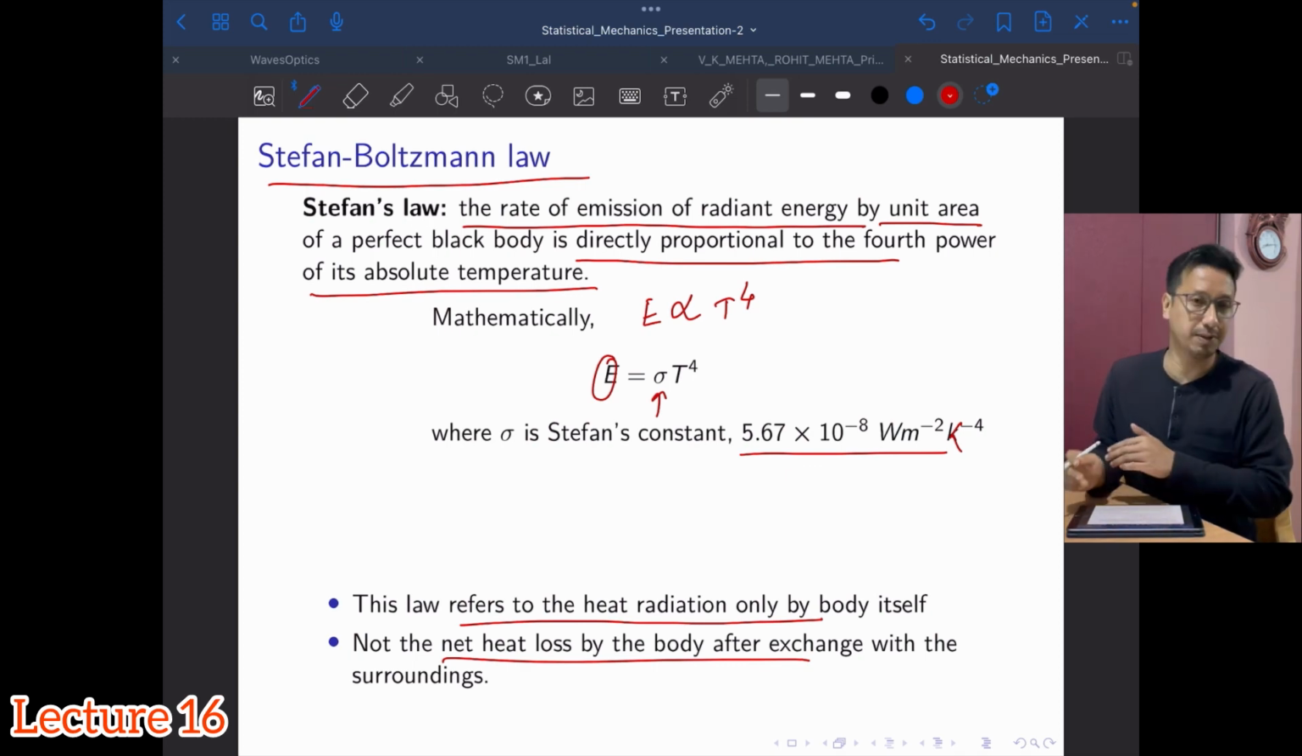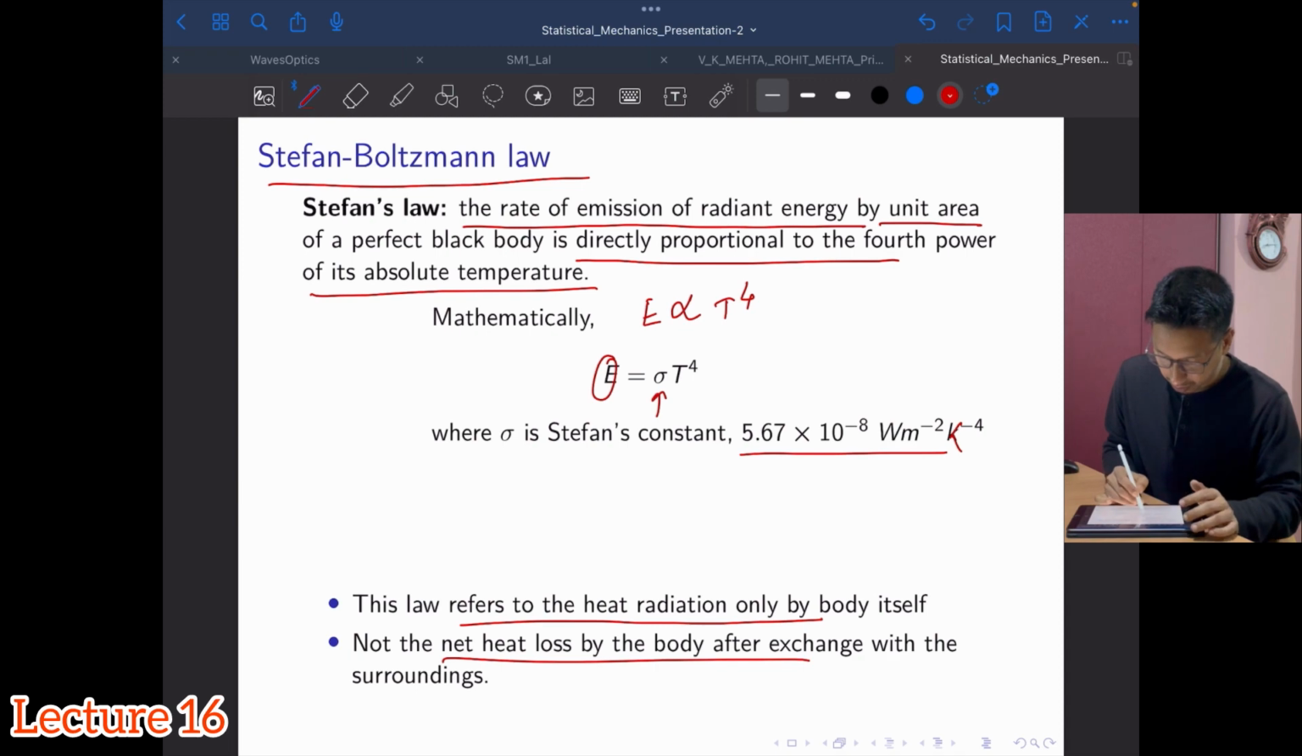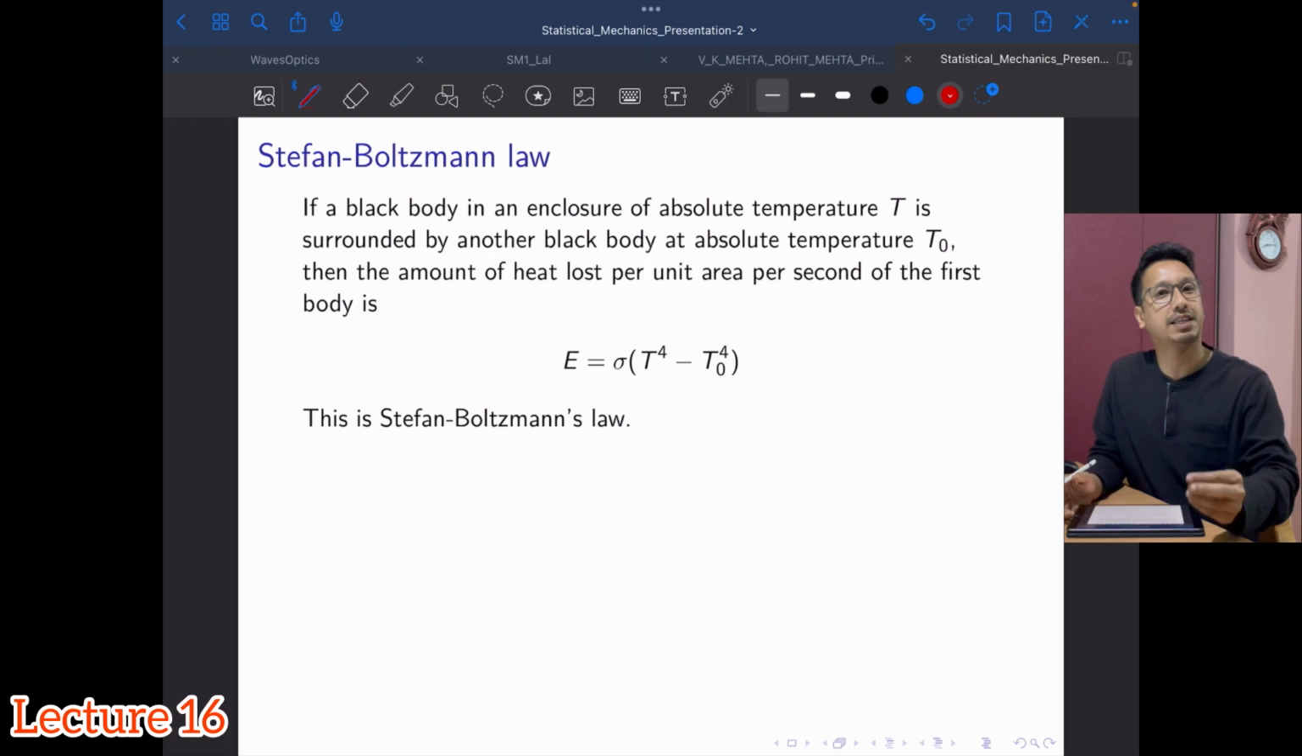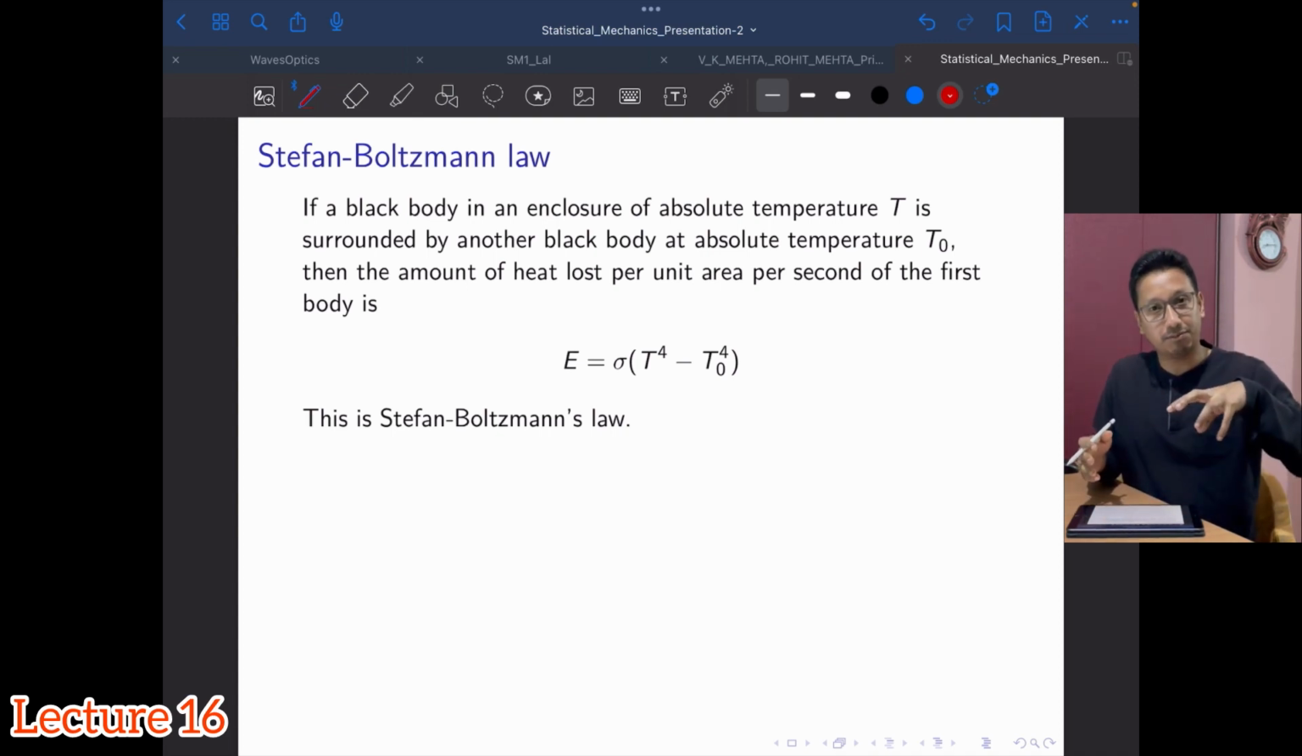Okay, and which is mathematically written in the expression that we have discussed here. So then, if you now imagine this black body kept in a temperature enclosure which is maintained at temperature T, and it is surrounded by another black body which I was talking about just a few seconds back, right? So there is this black body which I am trying to study.